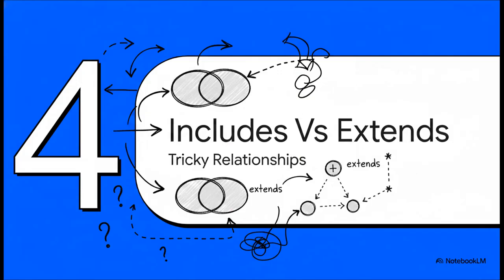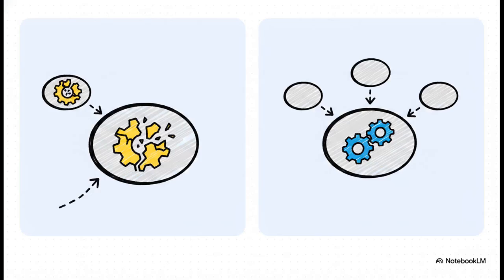All right, Section 4 includes versus extends, the tricky relationships. Now, this is, without a doubt, the most common stumbling block for beginners. Figuring out how different use cases interact with one another inside that system boundary can get a little dicey. Let's contrast these two relationship types really clearly.